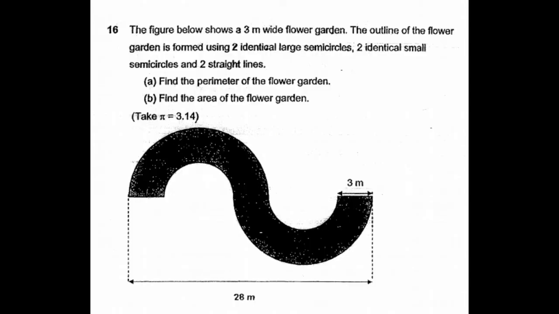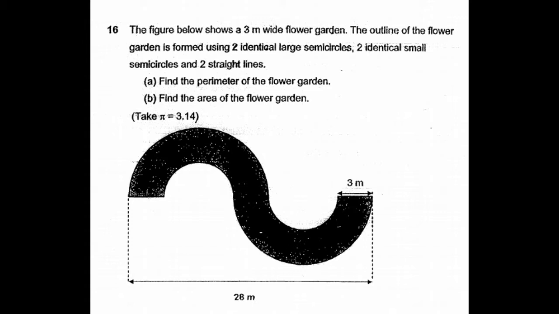Thank you. Let's look at a question from Henry Park Primary School, 2019 Essay 1 paper. This is question number 16. The figure below shows a 3-meter wide flower garden. The outline of the flower garden is formed using two identical large semicircles, two identical small semicircles, and two straight lines. Part A of the question is find the perimeter of the flower garden. Part B, find the area of the flower garden.